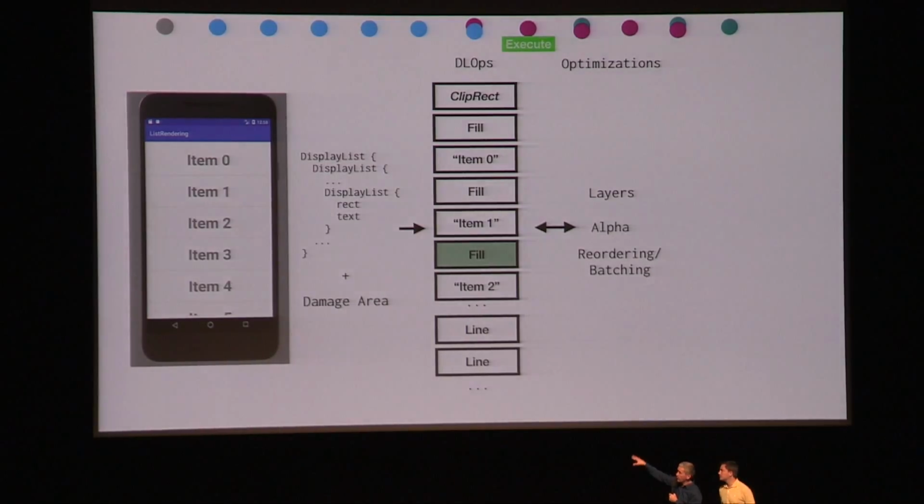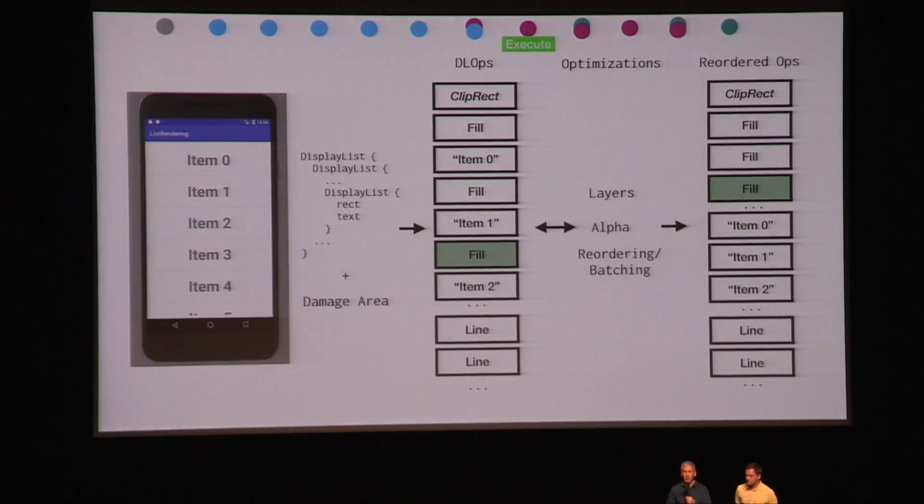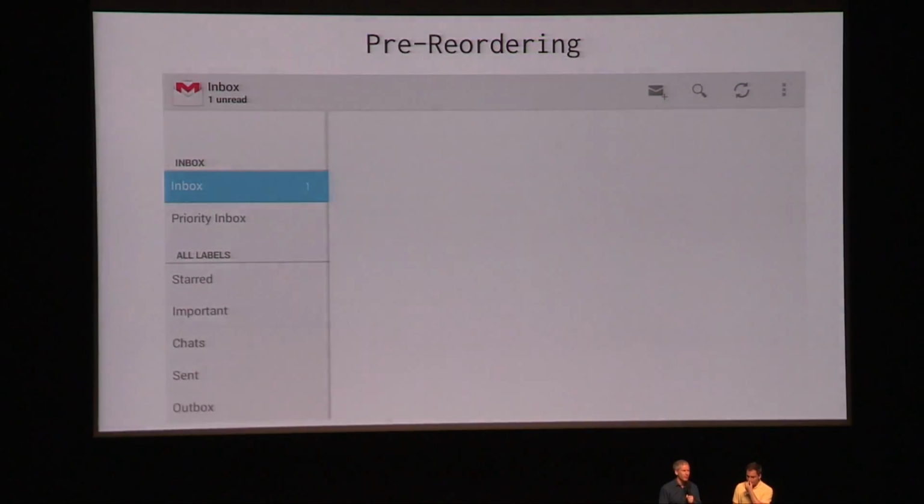So the pseudo DL ops that we have here, if we do some reordering and batching, we may end up with a stream of commands that look like the ones on the right here, where we're going to do a bunch of fills first, then we're going to draw the text stuff, then we're going to draw the lines, the borders between the items. We can see a specific example in Gmail. We got a performance boost of, I don't know, 10%. It was fairly huge, like a millisecond out of every 16 millisecond long frame, just from doing reordering and batching.